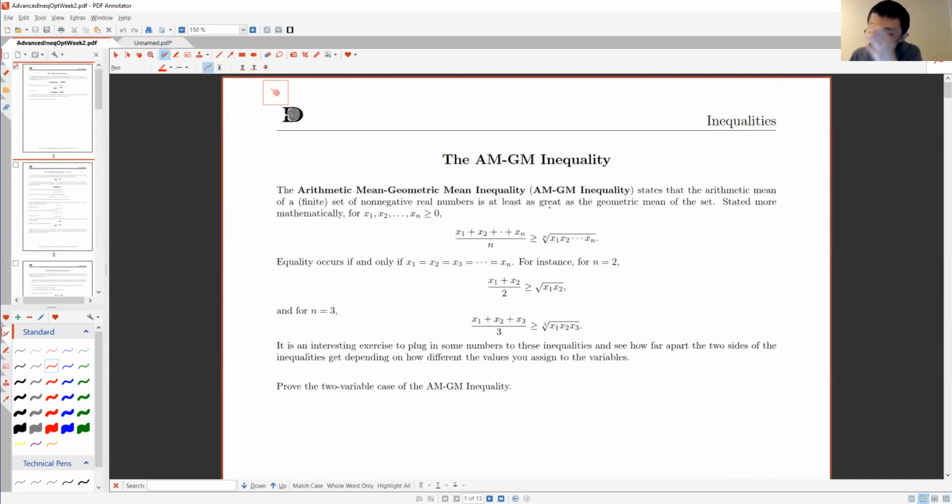Yeah, so the AM-GM inequality says if you have some non-negative real numbers, then the arithmetic mean, the average, is at least as big as the geometric mean. So you can kind of see that in general, or you can just read this.